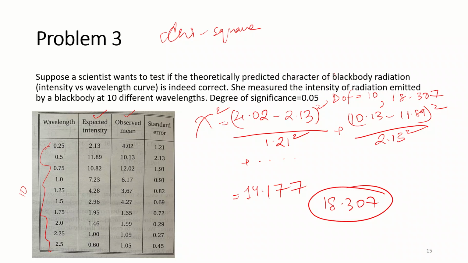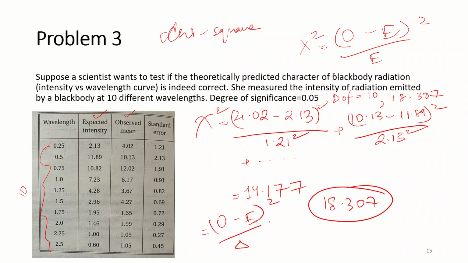So you might be confused. Chi-square is mostly used in two conditions. When you have different categories and you have to compare them, chi-square is observed minus expected, the whole square, divided by expected. Another one, when you have expected and observed means, we usually have the standard error also. Then we put O minus E, and then delta O, the whole square.